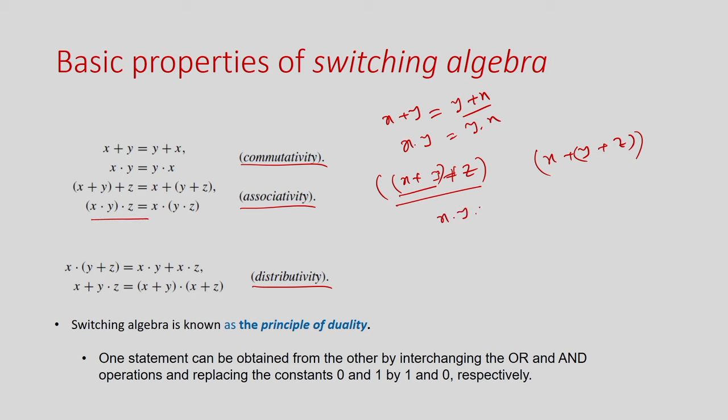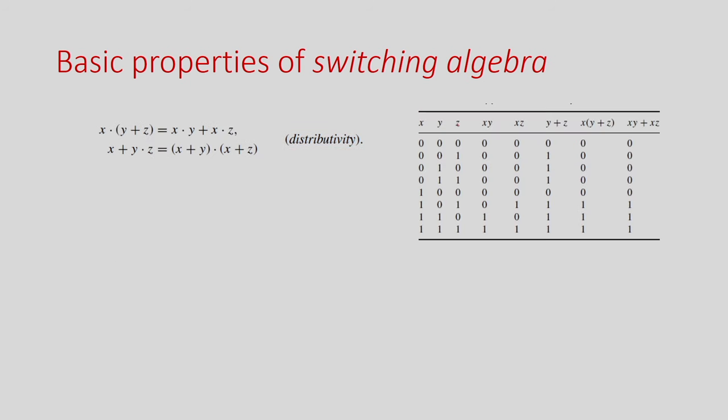So x dot y dot z, you can do this first, then do this, or you do x y first, then do z, both are same. So how can I show this? It is quite easy. You can just take the 8 possible values of these variables. Say for example, if you have x, y, z, the values can be all possible 8, right?